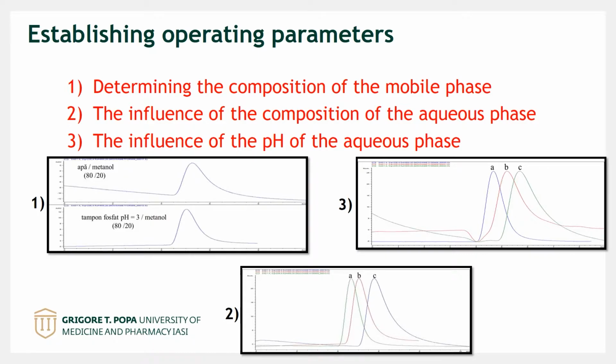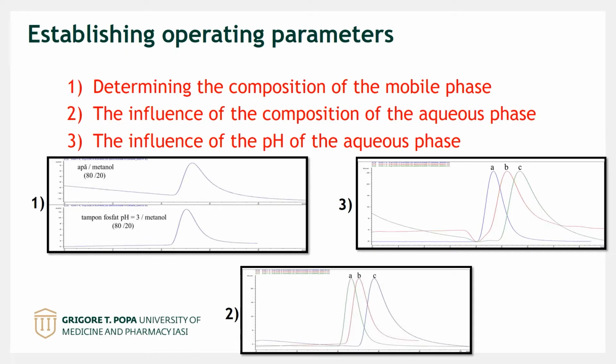In connection with the composition of the aqueous phase, in picture 2 it can be seen that we performed several analyses on the same solution of concentration 500 micrograms per milliliter, using acetate buffer pH equals 3, methanol in different ratios, 70-30, 80-20 and 90-10. The conclusion being that the mobile phase will be acetate buffer, methanol in the ratio of 70-30.